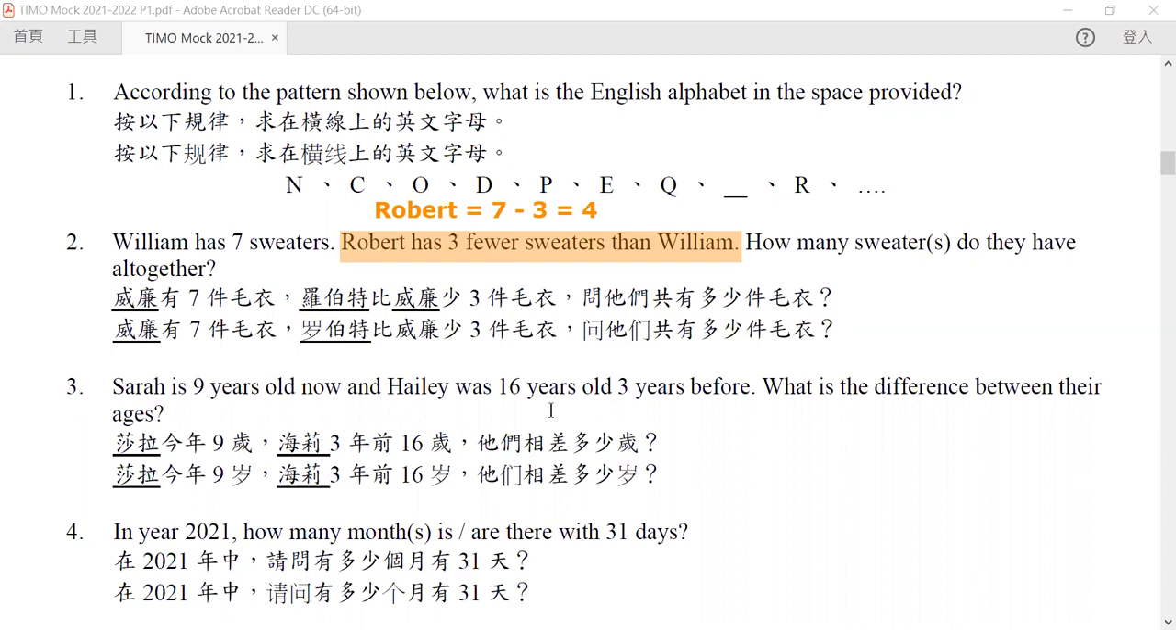So how many sweaters do they have altogether? Now, notice that in this question, I do not ask you how many Robert has. No, I ask you how many sweaters they have altogether. So you need to include both William and Robert. So William has 7, Robert has 4, and hence they have 11 in total. So our answer shall be 11.